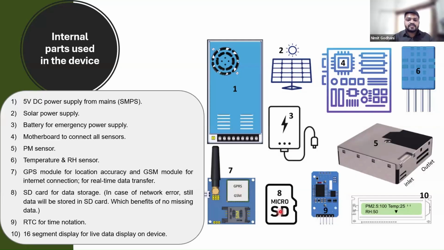We also added a micro SD card in case of failure of the network or Wi-Fi, when network connectivity is not available. Anyway, data will be recorded into the memory card and can be retrieved for further analysis. This is the real-time clock. We have added it extra to provide the timestamp for each and every measurement, and on the monitor you can see PM2.5 and other parameters on the display.